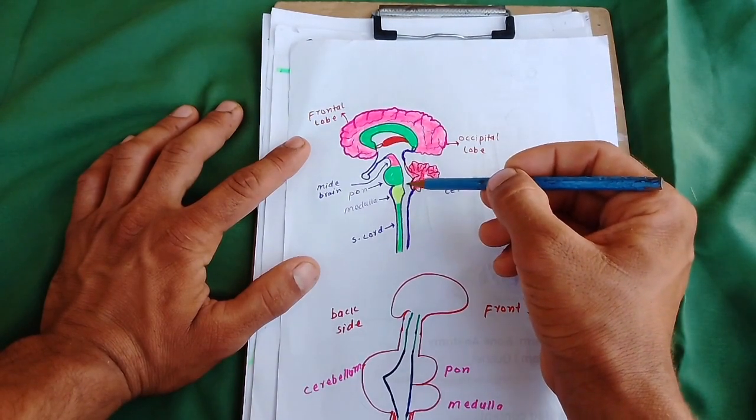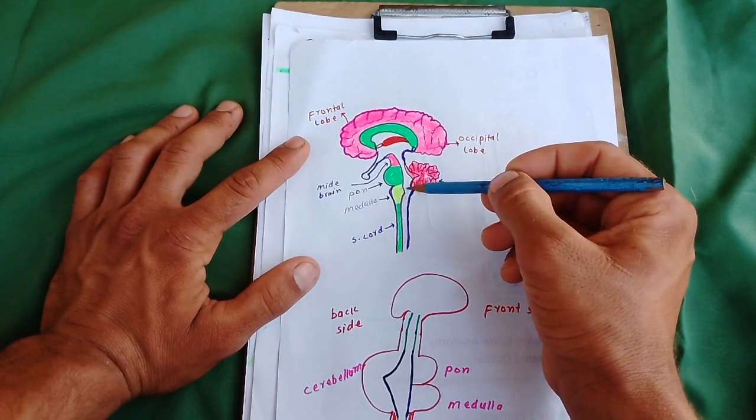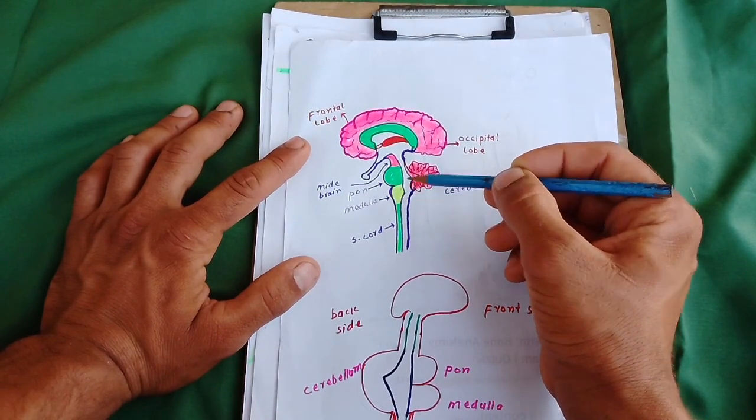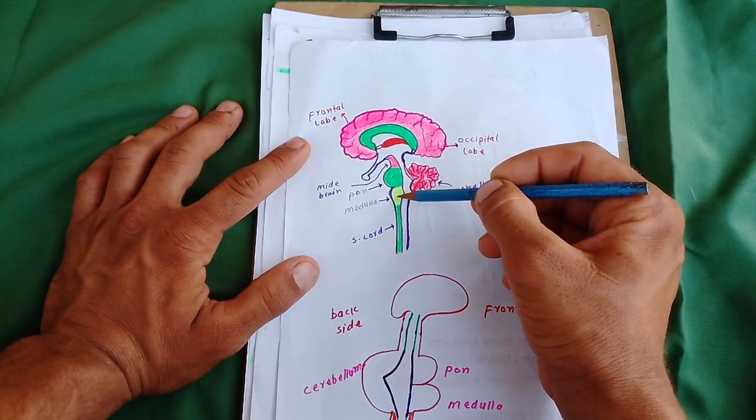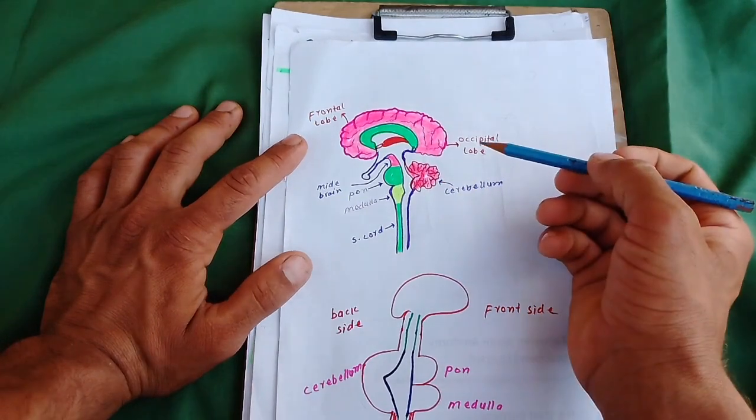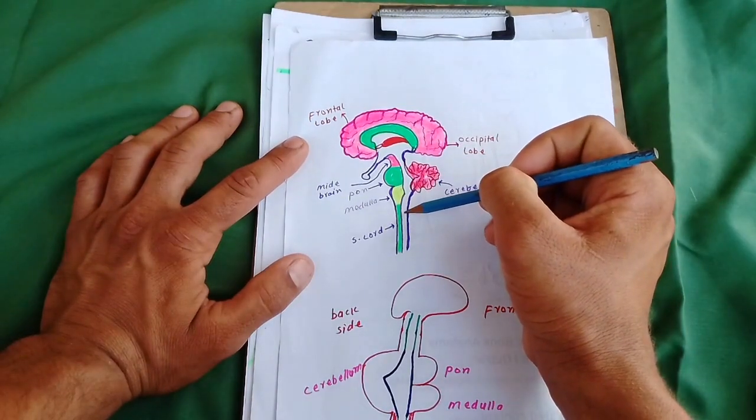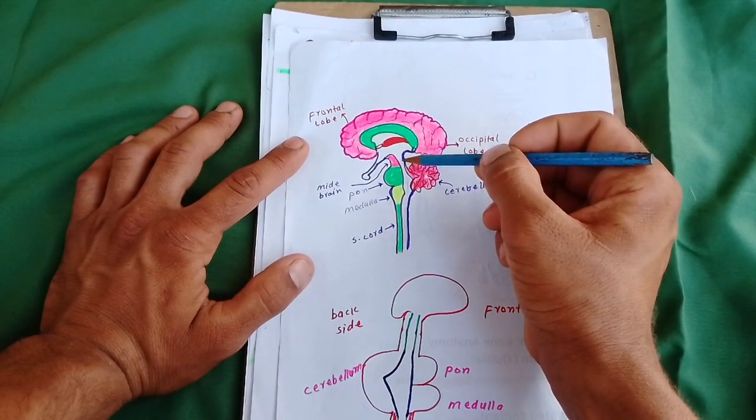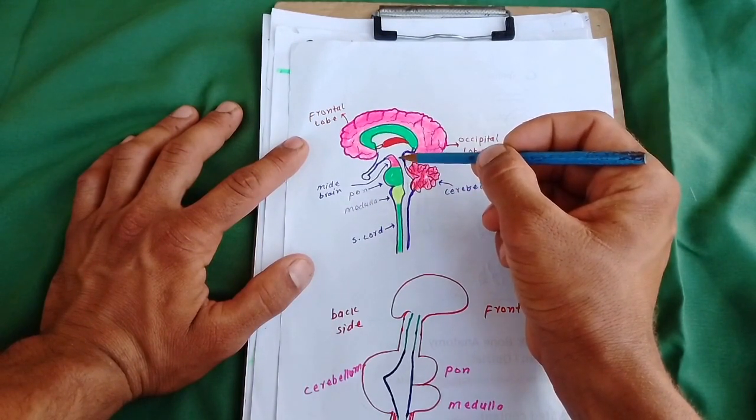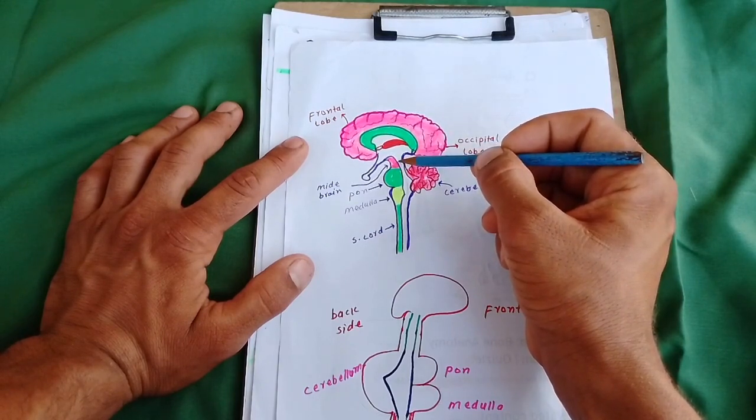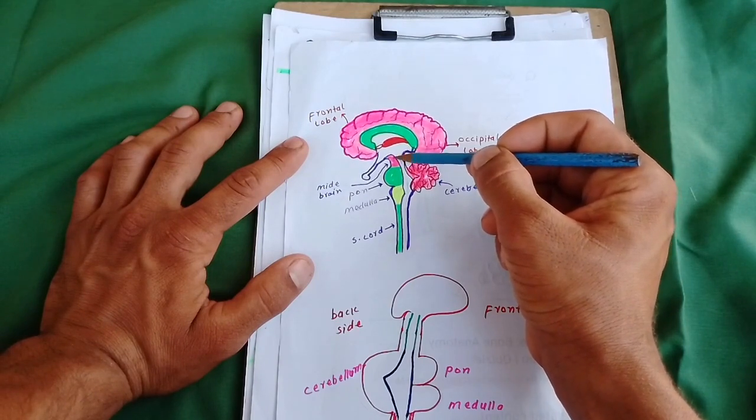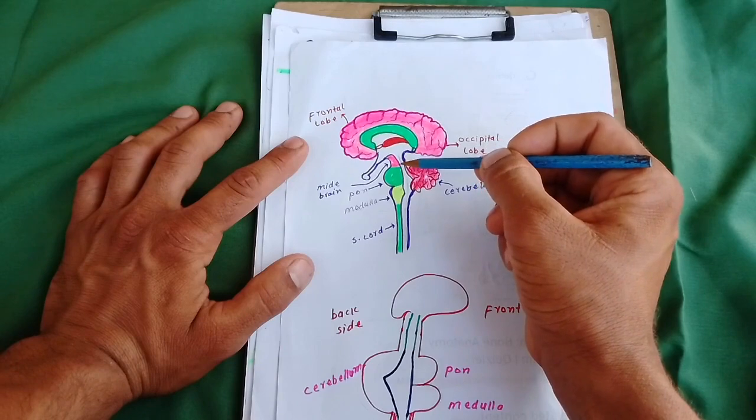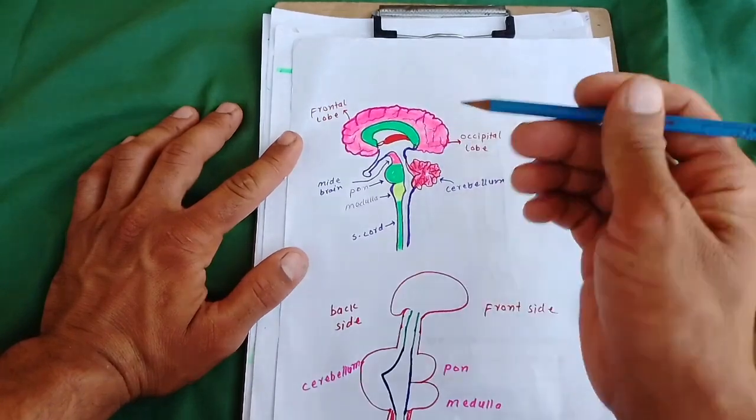This is the fourth ventricle, which lies behind the medulla, pons, and the cerebellum. This one is the cerebellum. So the central canal moves upward and connects with the fourth ventricle, and the fourth ventricle goes upward and connects with the cerebral aqueduct. The cerebral aqueduct is the canal for the CSF, cerebrospinal fluid, in the midbrain. So these are cavities.